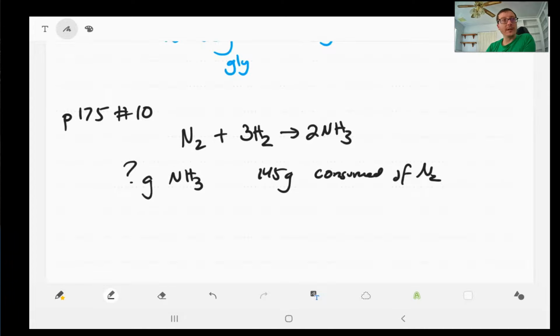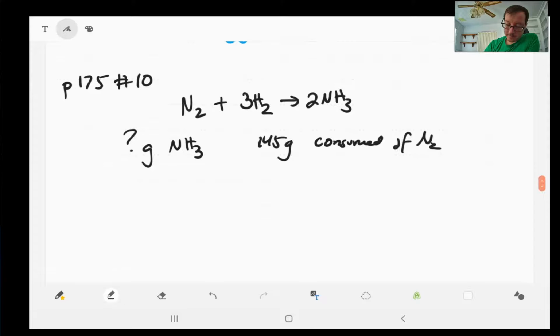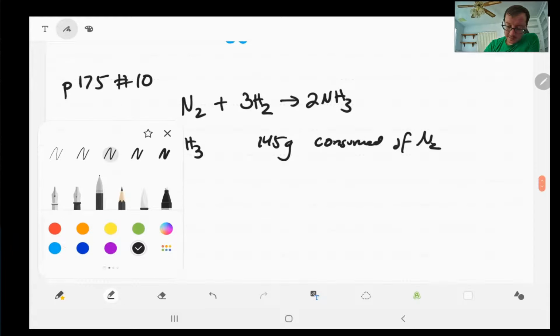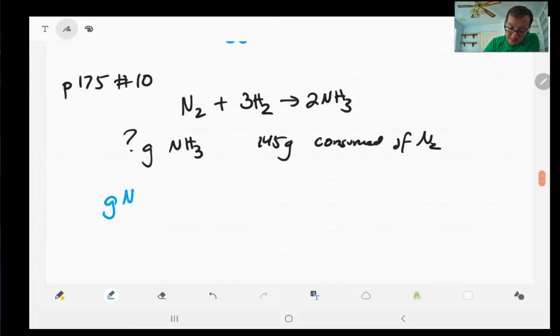All right, and so this one is, I guess, what we did yesterday. We're going to follow the same idea here. We're going to start with our grams of nitrogen, because that's the number we do know. Since we don't have information about hydrogen, we don't have to do it twice. Remember, if it did say we also had 200 grams of hydrogen, we would have to do both, right? But since it's just one reactant given, we just work with that number.